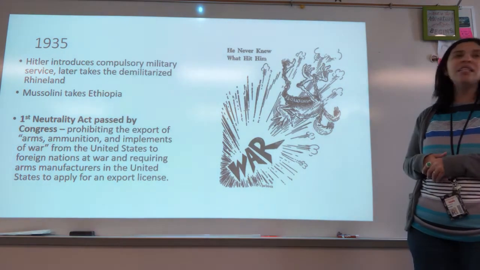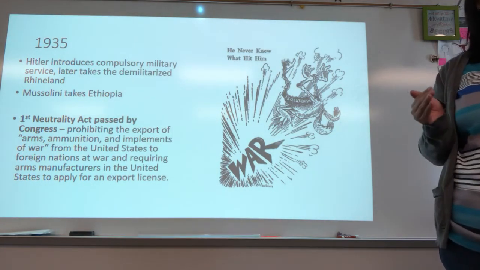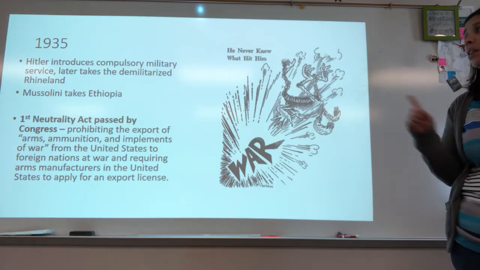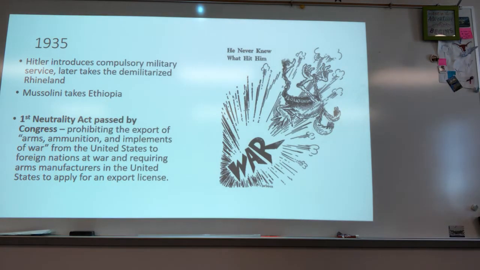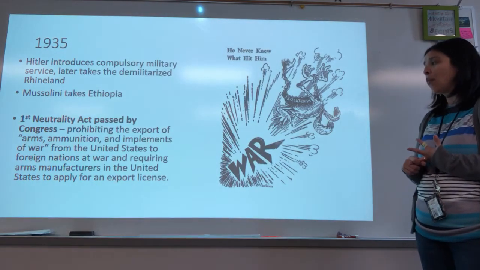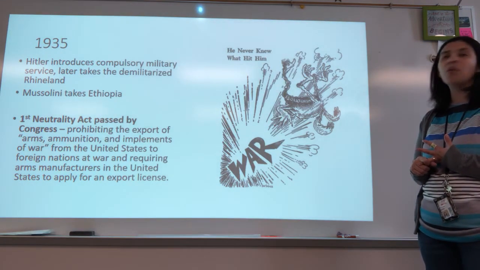So what we're going to look at is the First Neutrality Act. Don't write anything down because we will do a summation. We're going to determine, is it isolation, is it transition, or is it allies? The first Neutrality Act passed by Congress prohibits the export of arms. What do we mean by arms? Weapons, ammunition, and implements of war from the United States to any foreign nation at war, and requires arms manufacturers in the United States to apply for an export license.